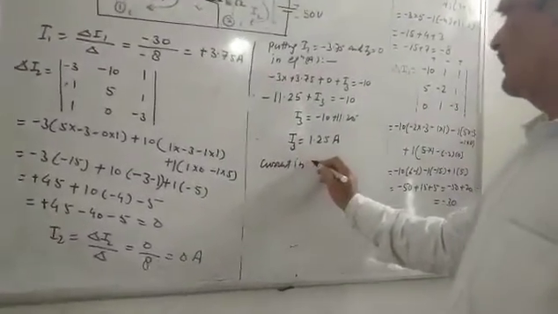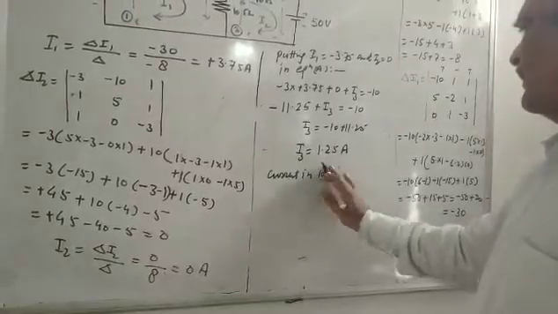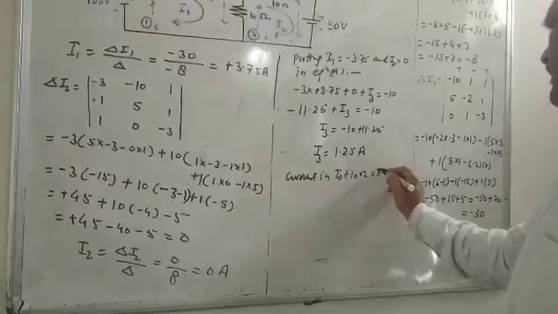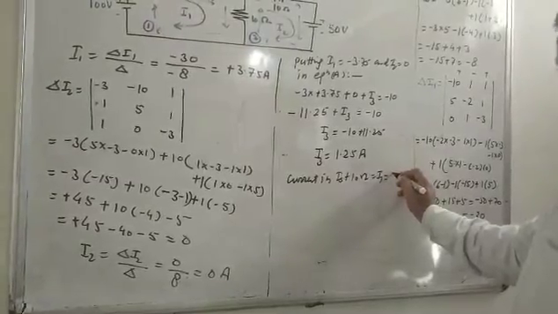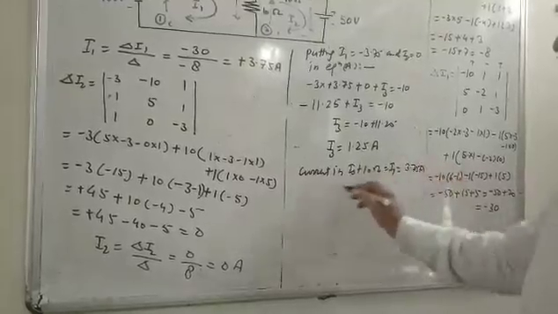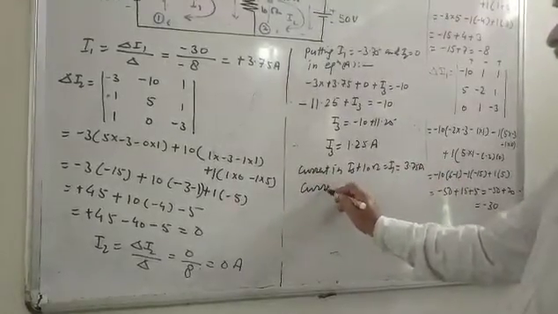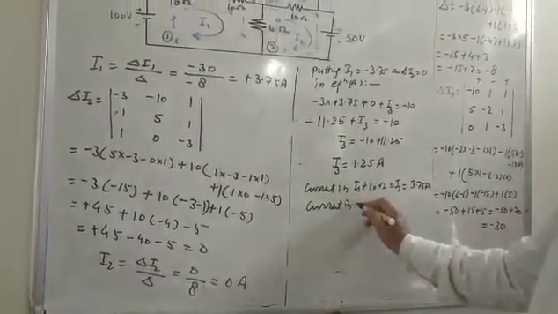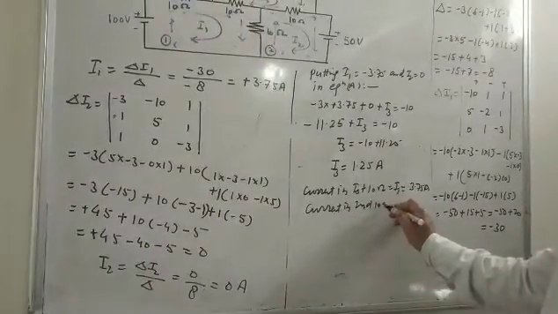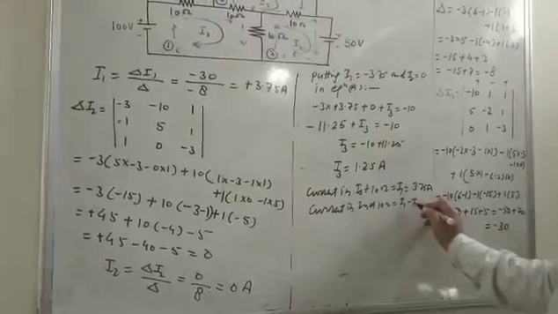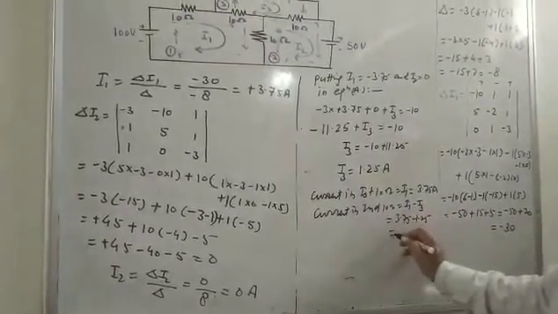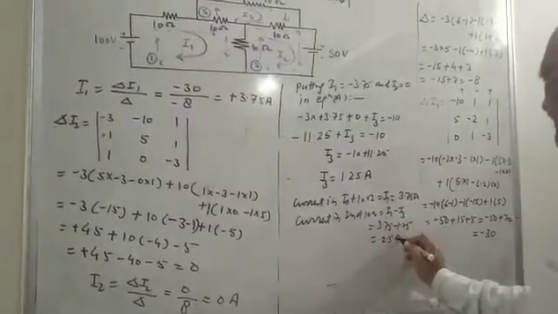Now current in first 10 ohm is equal to I1, is equal to 3.75 ampere. Current in second 10 ohm, I1 minus I3 is equal to 3.75 minus 1.25 is equal to 2.5 ampere.